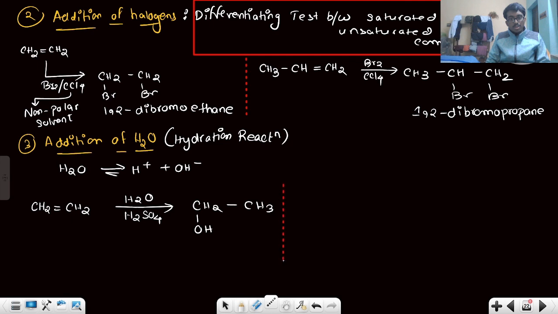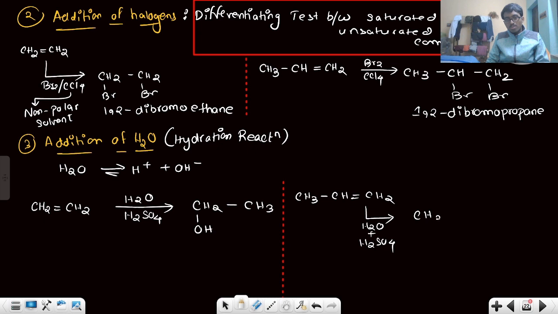Very good. Correct. Now let us come here. Here also let us take the same example, CH3CH=CH2 in presence of water as well as H2SO4. Right? What will be formed? CH3CH-CH2. Right? Now on this side I will attach the H or OH, or on this side I will attach the OH. That I have to think. On this side I will attach H and this side OH, or the opposite: this side OH and this side H.